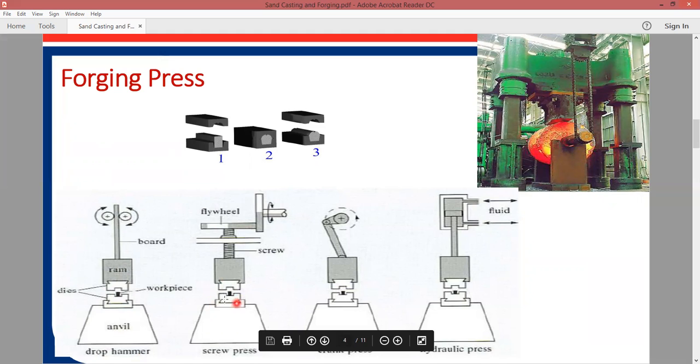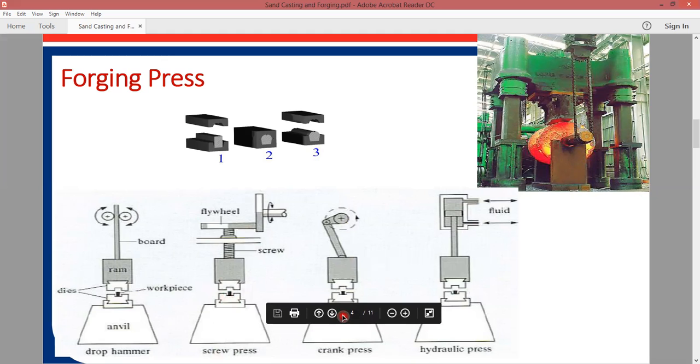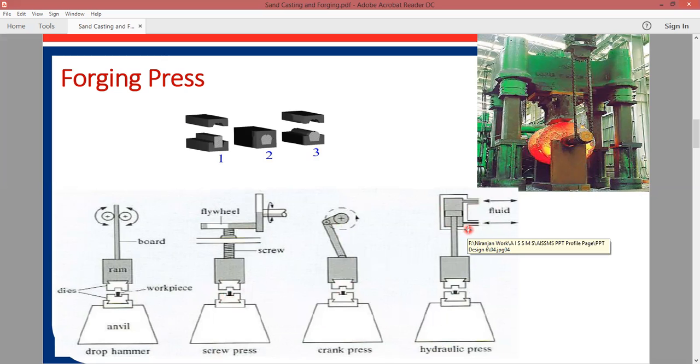Then this is the same setup in which heated metal gets forged down by applying pressure from the screw press. So this is the setup where you have to apply the pressure on this heated metal by using a screw press machine. Then this type is again a forging machine in which the pressure is generated using a crank press machine. So this is another type. Then the last one is the hydraulic press in which the pressure is generated by a hydraulic fluid. So these are the types of press machines which are observed.